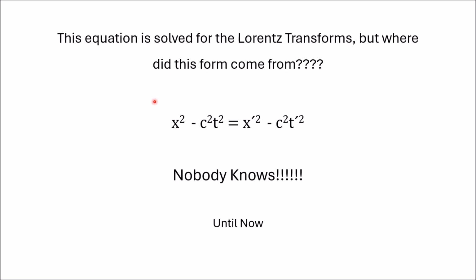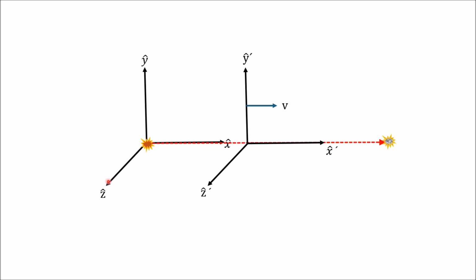The issue is, we know it works. Nobody knows where this comes from. So we'll show you. It's not known where those come from. And Einstein tried to show it, but he couldn't. So let's go back. Let's start with this view again of the two reference frames, one moving, one stationary.